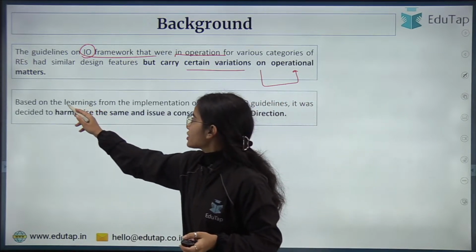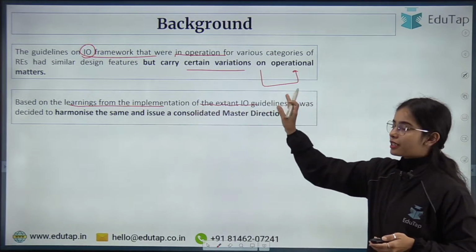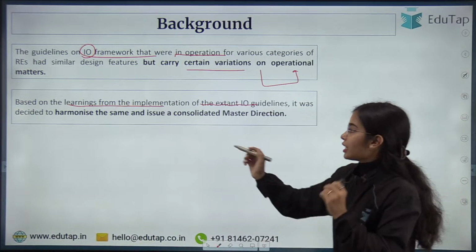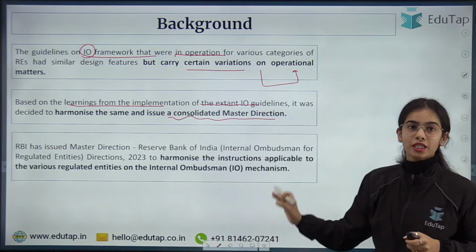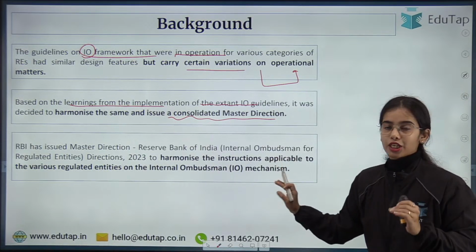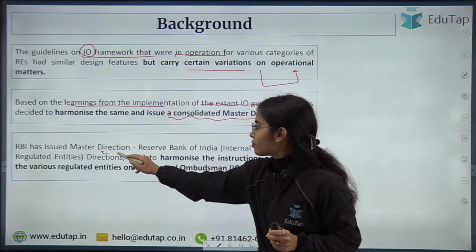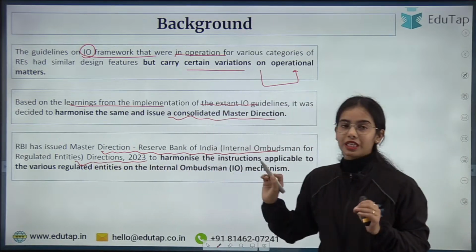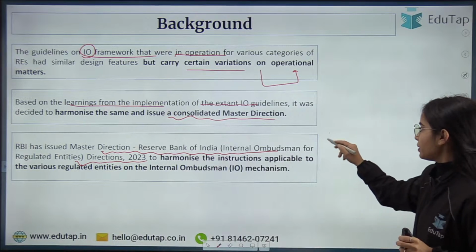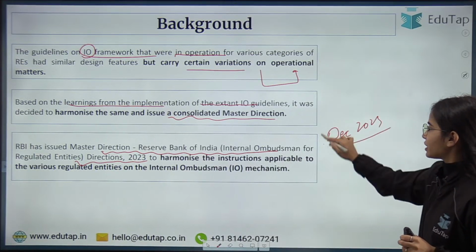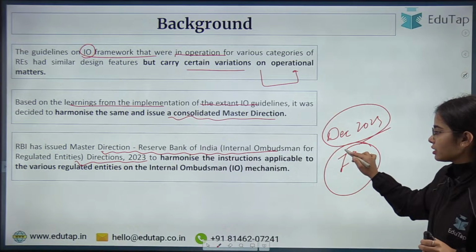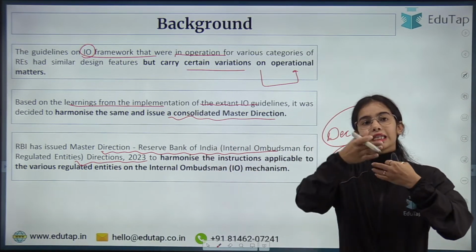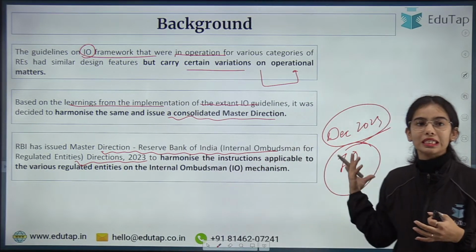So based on the learnings from the implementation of the existing internal ombudsman guidelines, it was decided to harmonize the guidelines and issue a consolidated master direction that will be followed. So the master direction was released: Master Direction, Reserve Bank of India Internal Ombudsman for Regulated Entities, Directions 2023. So in December 2023, these guidelines were released for the internal ombudsman, and these guidelines became the master direction that all the entities now have to follow.